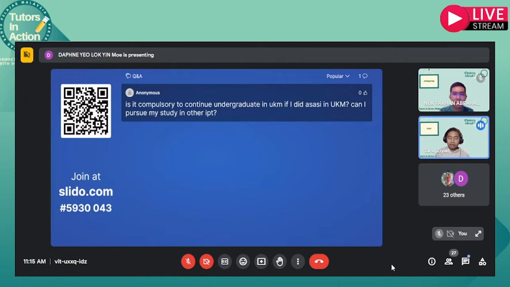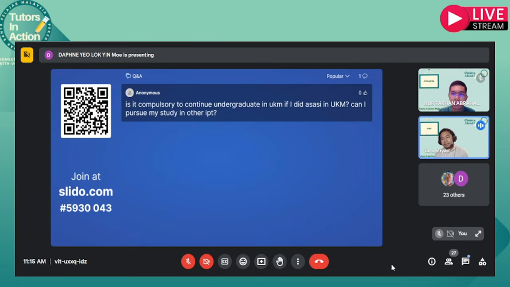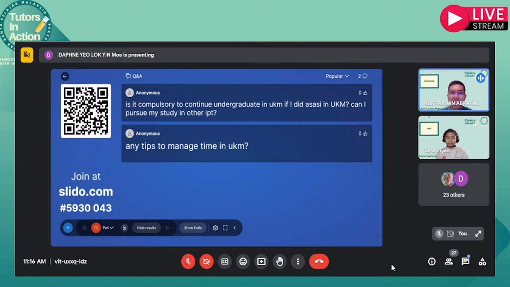As for the question whether you can pursue your study in other IPT, it's not a problem because you definitely have to go through the UPU system again. Okay, so the answer for that is basically you reapply through UPU again after you finish your ASP.